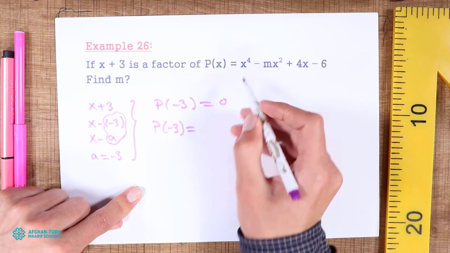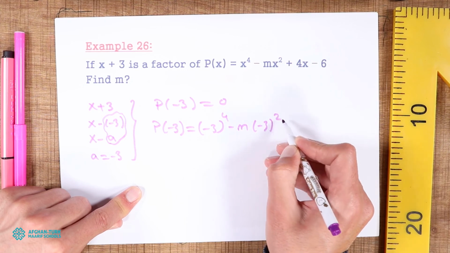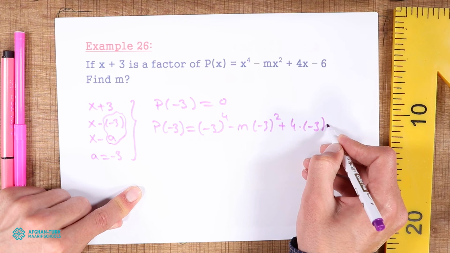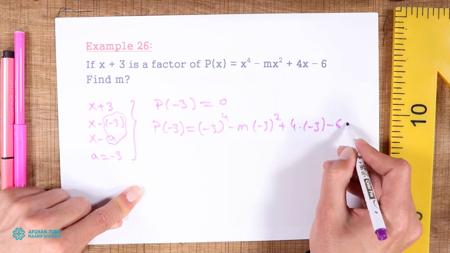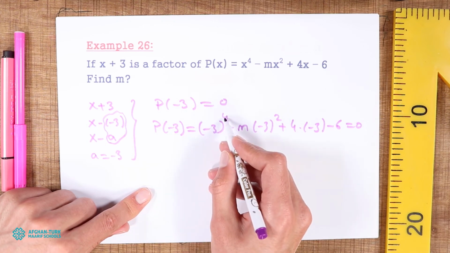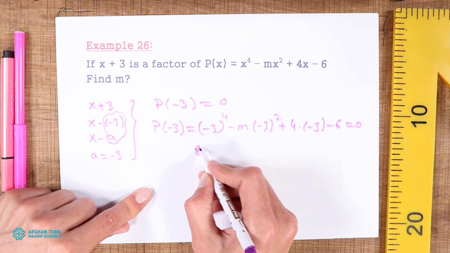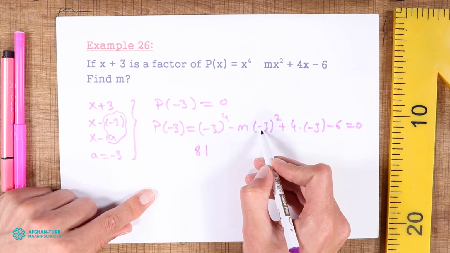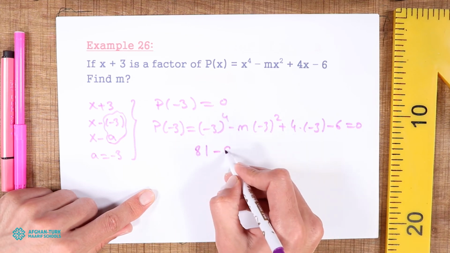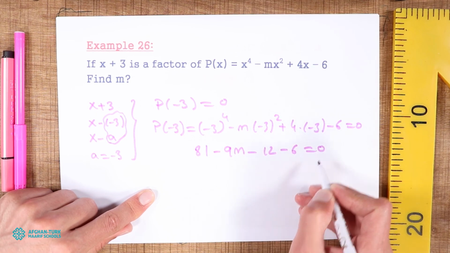As a result we will have p of minus 3. Place the value of minus 3 here. Minus 3 to the power of 4 minus m times minus 3 to the power of 2 plus 4 times minus 3 minus 6, and this must be equal to 0. As a result we will have minus 3 to the power of 4 will be 81, and minus 3 to the power of 2 is plus 9. In here we have minus 9m, minus 12 minus 6 equals 0.